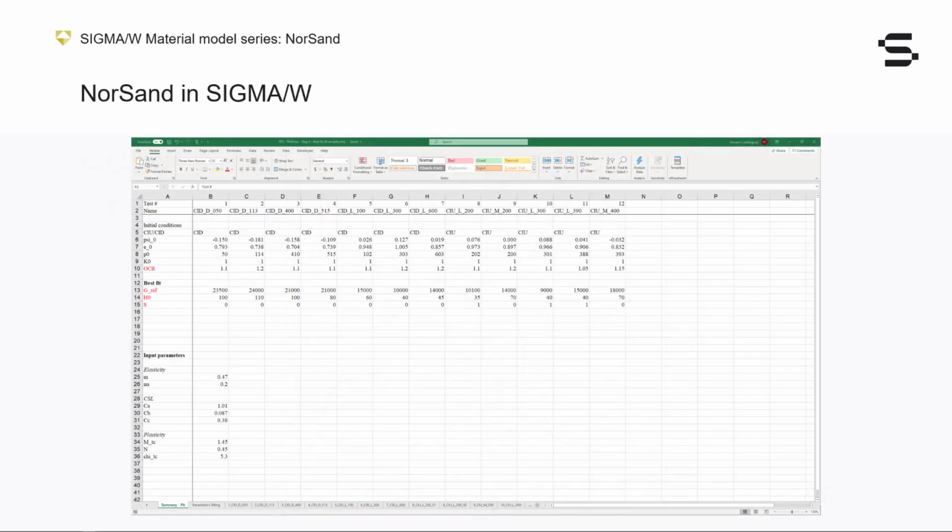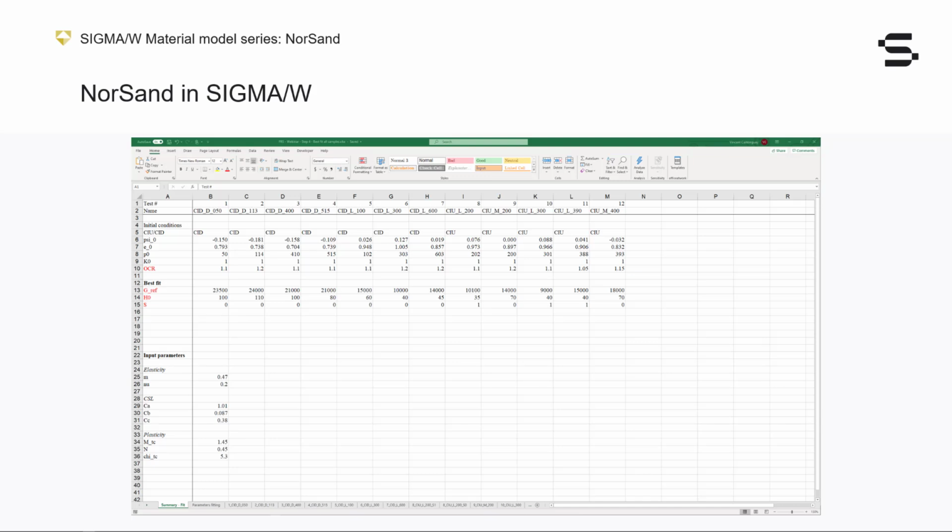Back to our Excel summary worksheet. Now that we have defined the NorSand input parameters for every laboratory test we had available, we can explore the possibility of generalizing some of the input parameters to obtain a set of parameters that would be as consistent as possible across all the tests studied. This should be done in order to render our NorSand material more flexible.